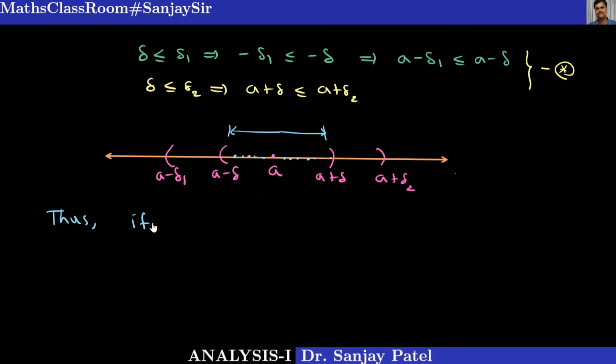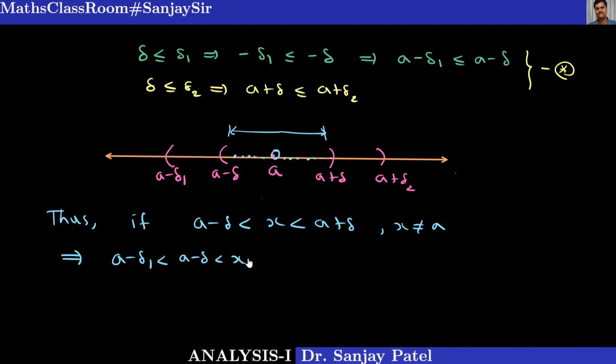So thus, if A minus delta less than x less than A plus delta and x is not equal to A, I do not want to take this A because it is not included anywhere. So for x not equal to A, what we can write is, this implies A minus delta 1 less than A minus delta less than x.